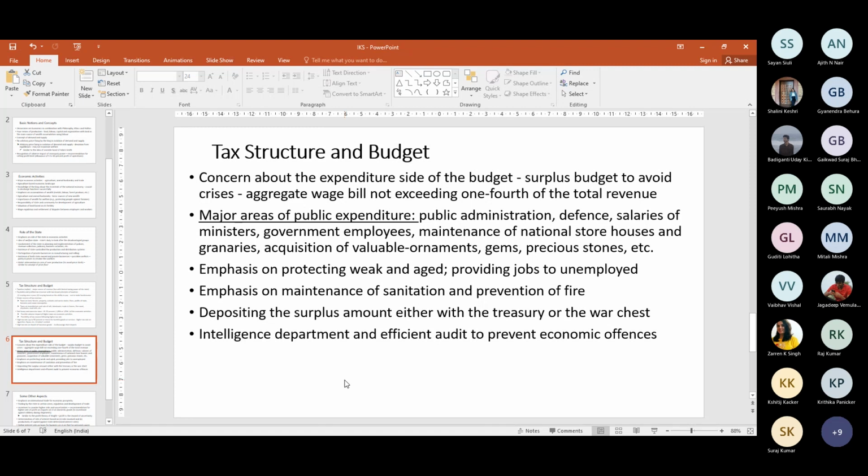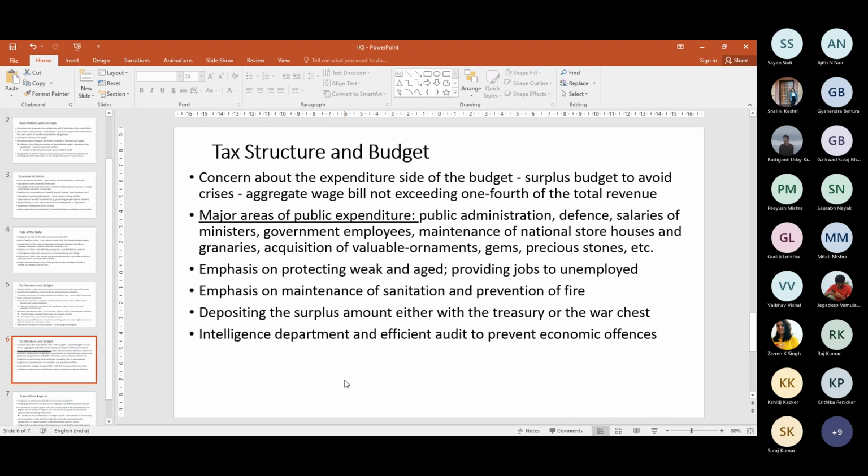So, as I said, we see a lot of relevance of what economic theories we discuss today, what practices we follow, vis-a-vis what was recommended or pointed out in Arthashastra. For example, it was mentioned that the surplus amount should be deposited in the treasury, basically for future use. At the same time, Arthashastra recognized the role of the intelligence department and a robust auditing process to prevent economic offenses.